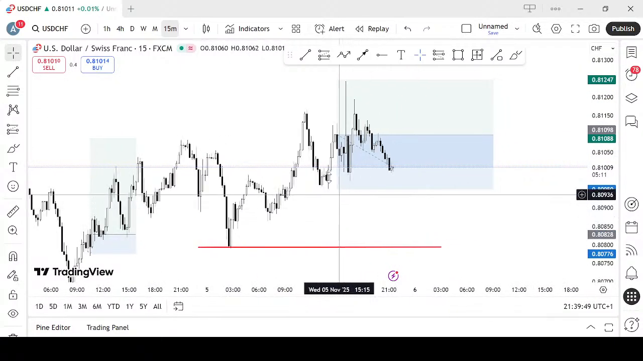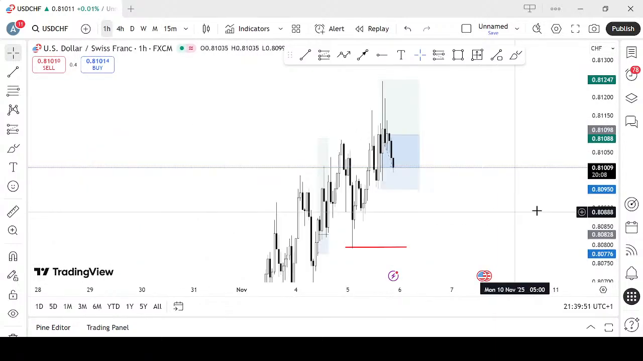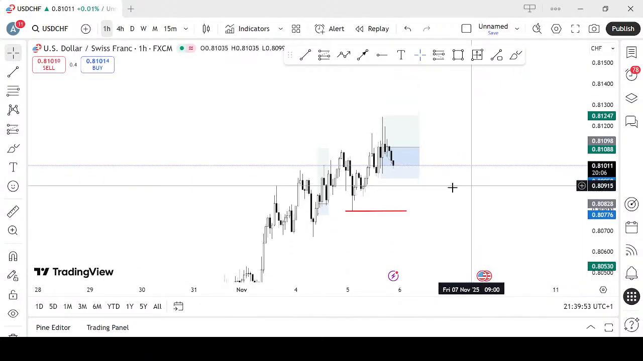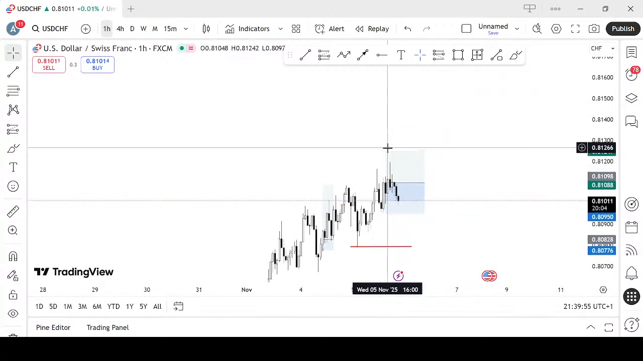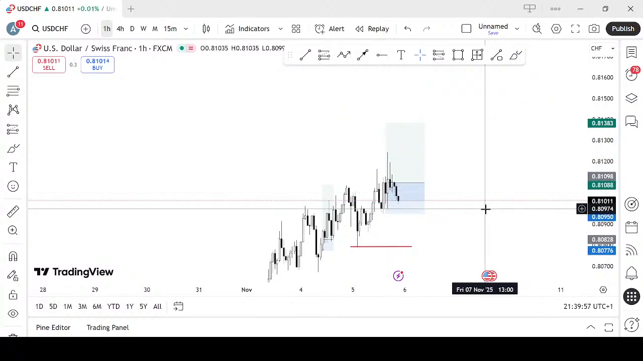But let's see what happens on the higher time frame though. The 1 hour, concerning this bullish engulfing that formed. Okay, let's see if it's going to be a loss tomorrow.